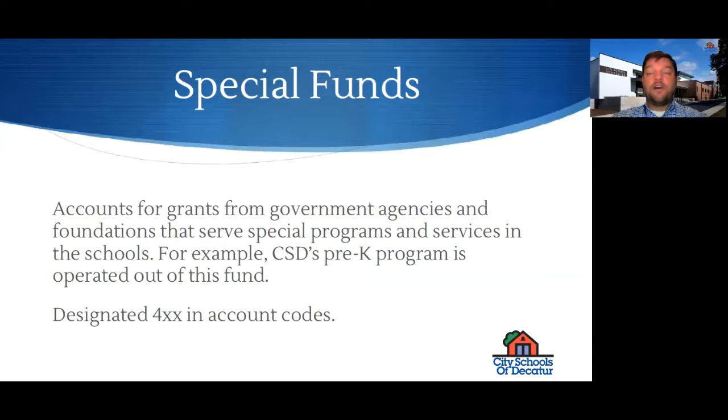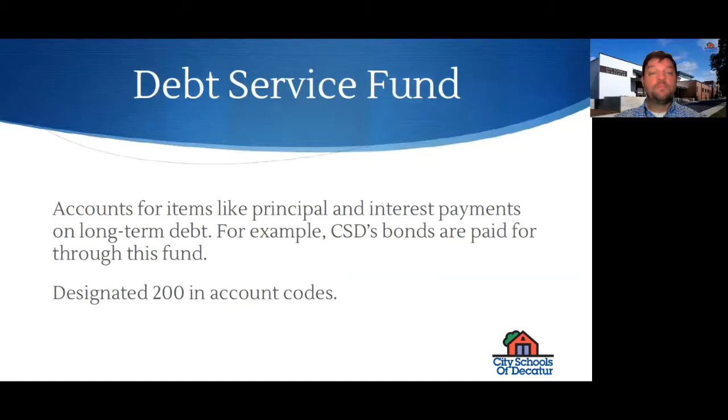Special funds are funds that account for various grants from government agencies and foundations, and they serve special programs and services in the schools. So an example of this is our pre-kindergarten program at College Heights. That's operated out of this fund. And special funds start with a 4, so they're all in the 400s.